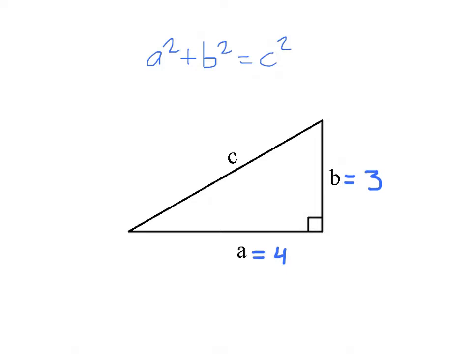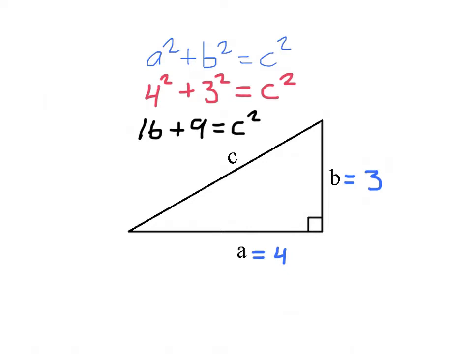So the way that we would do this is we would take 4 and 3 and substitute those in for A and B. So I'm going to have 4 squared plus 3 squared equals C squared. And then according to order of operations, we just start solving with exponents first. So 4 squared would be 16, 3 squared would be 9, and then I have c squared still. Once again, we move on to the next step, which in this case would be adding 16 and 9 together, which would give us 25. So I have 25 equals c squared.